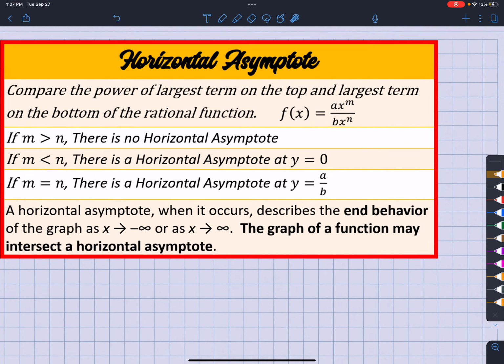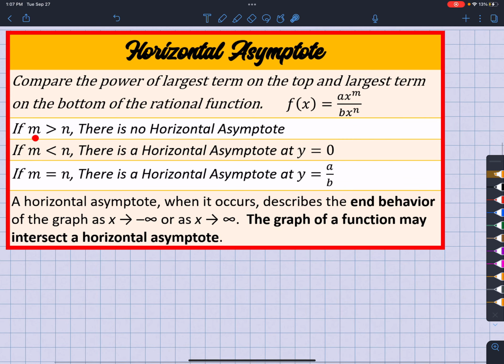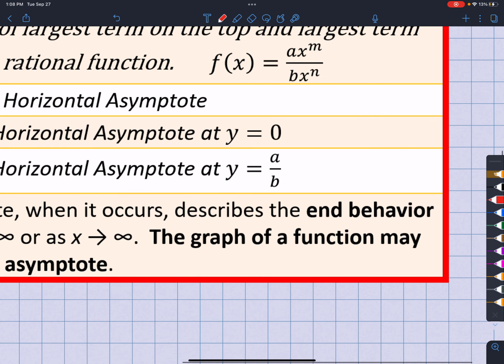Now, I don't know how many terms there are, but these two are the big ones. So here's the thing. If the power on top is greater than the power on the bottom, then there's no horizontal asymptote. Meaning, if I was to compare two powers, let's say 2x to the third over 3x squared, since 3 is greater than 2, then no horizontal asymptote.